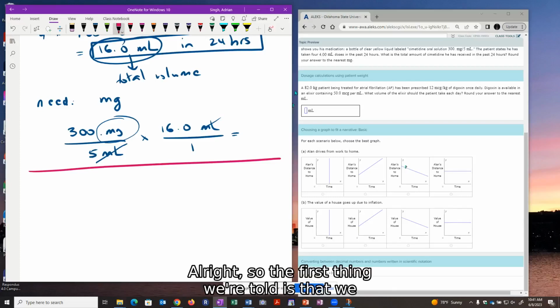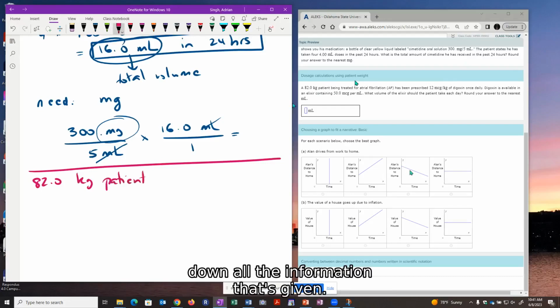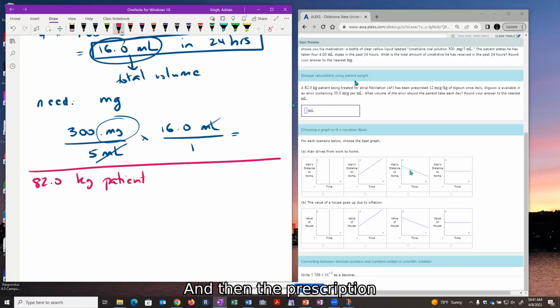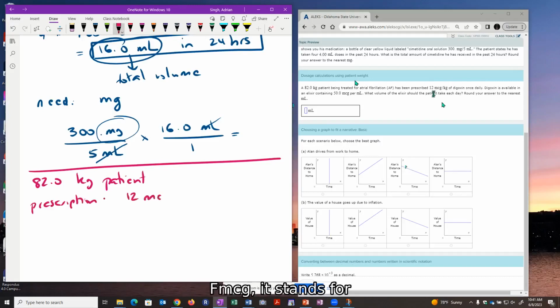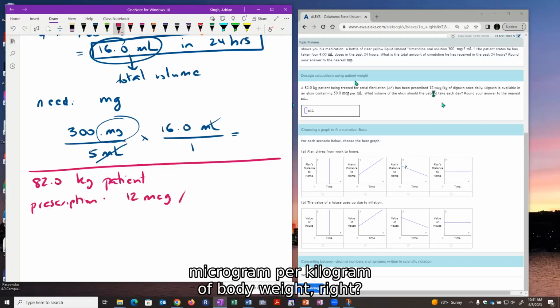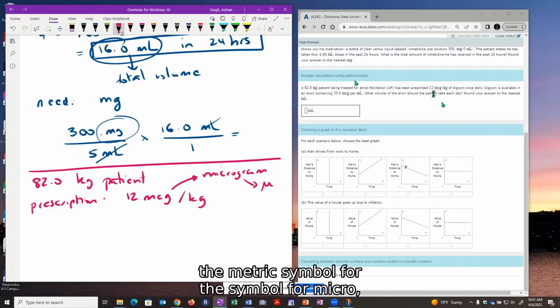All right, so the first thing we're told is that we have an 82 kilogram patient. Okay, and it's a good strategy to write down all the information that's given. And then the prescription says that he should be getting 12 mcg. So mcg stands for microgram per kilogram of body weight, right? And this is the same as the metric symbol for micro, which is mu, that you'll see in your textbook. mcg is used a lot in healthcare settings.